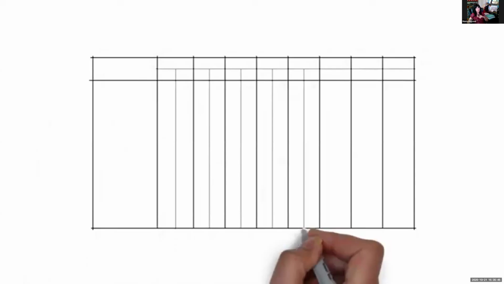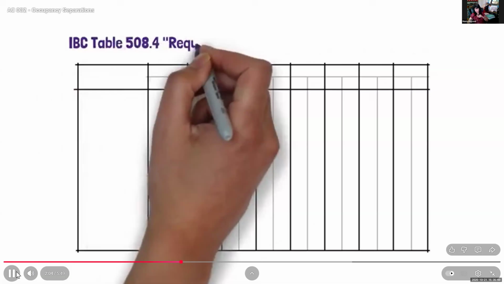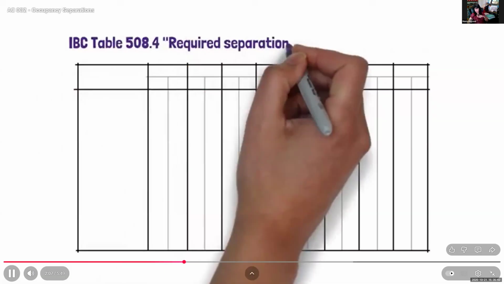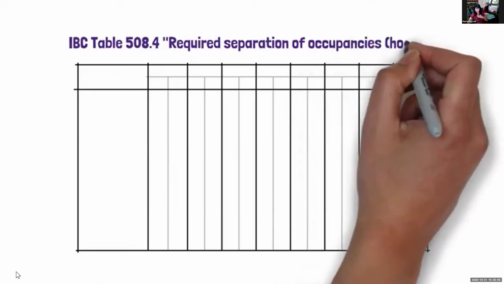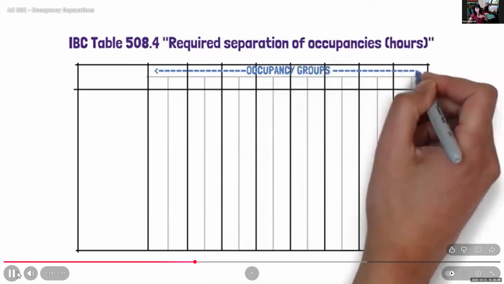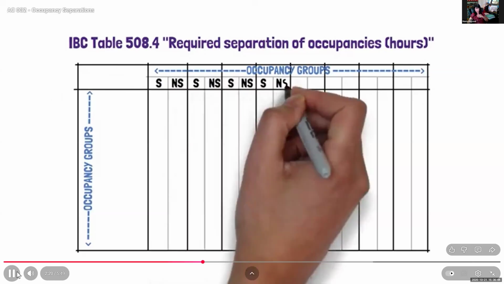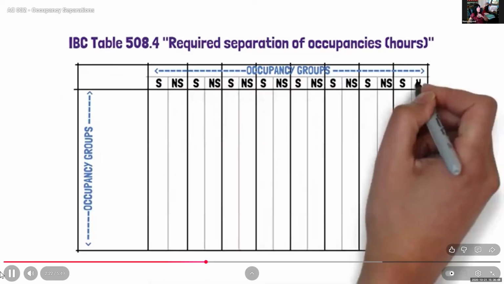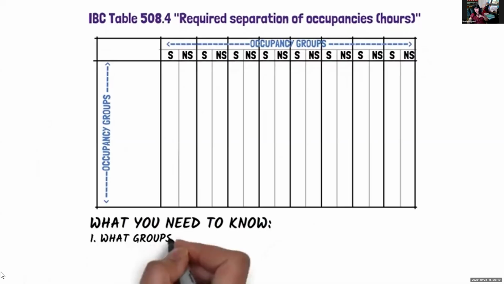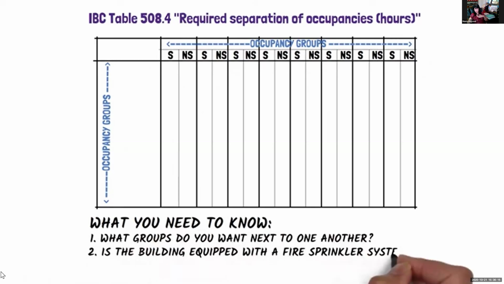You'll actually find out that it's quite easy when you look at the tables that are provided in the IBC. Specifically, if you look at IBC table 508.4, titled Required Separation of Occupancies, you're going to see a table. In that table, you're going to see the occupancy groups listed on the top and the side. The table is also specific as to whether the building has a sprinkler system or not. Once you know what groups you have next to one another, and if the building is equipped with a fire sprinkler system or not, all you have to do is see where they intersect.